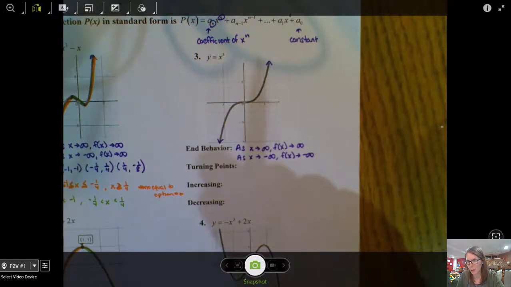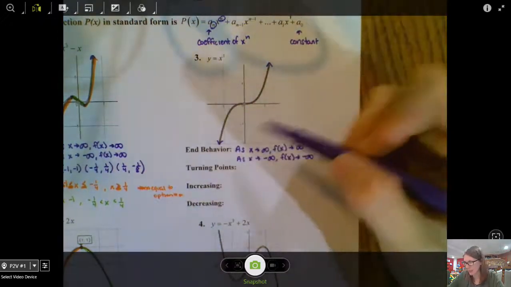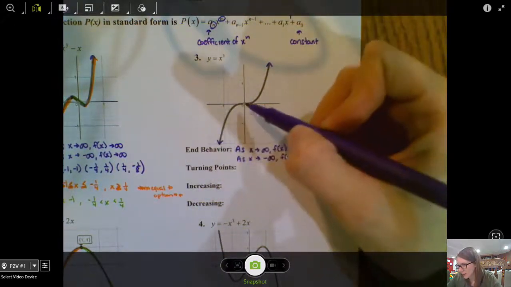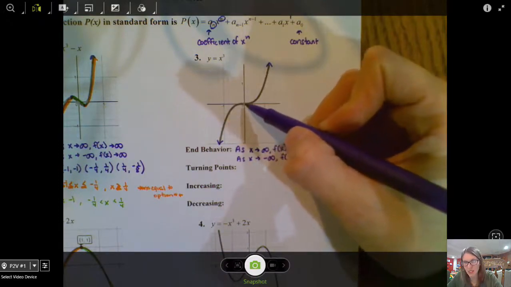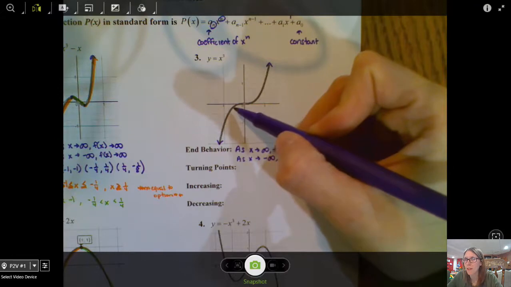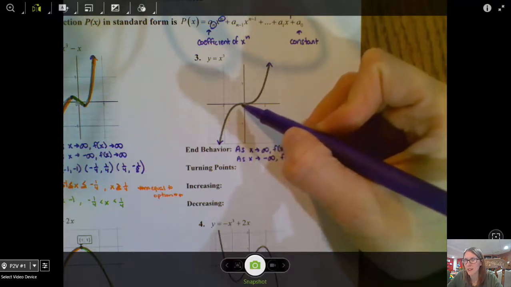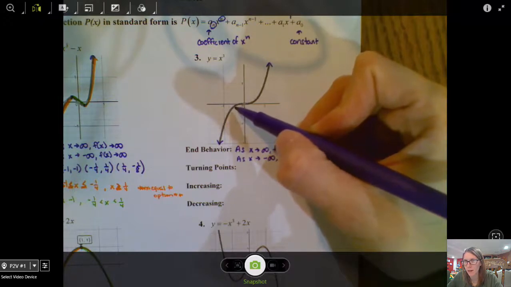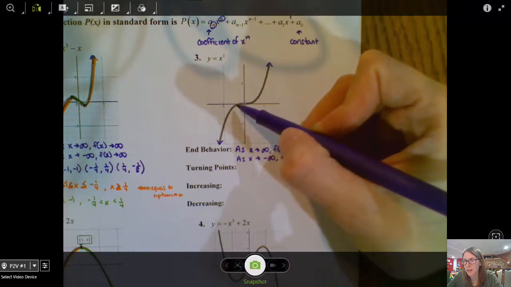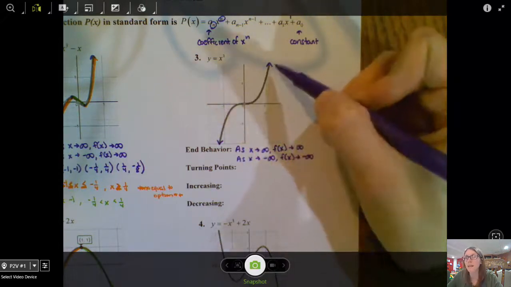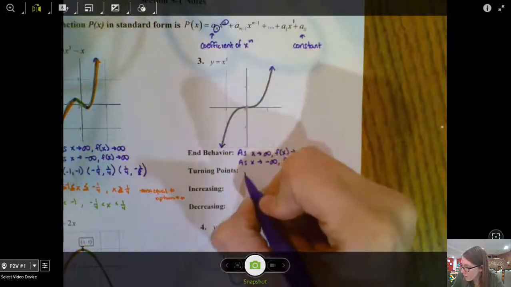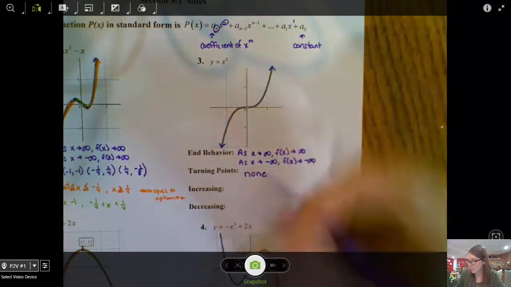Okay, and this is kind of weird because I don't actually have any turning points here. If you look at the graph, it's kind of hard to tell, but our line is really just kind of leveling off. The closer I get to 0 on the x-axis, my y values are still increasing a tiny, tiny bit at a time, just really, really gradually, and then they take off again. So there are no turning points here.